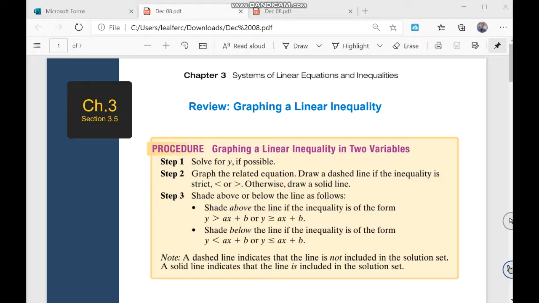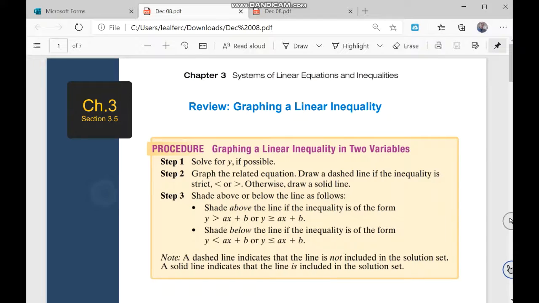The procedure is this one, the step by step. Good comment, Evil. The procedure is this one. Quick review here of the procedure, because you have to remember. Step number 1, solve for y, if possible. Step 2, graph the related equation. And step number 3, shade above the line or below the line, depending on the inequality. If it's greater than, you shade above. If it's less than, you shade below. That is the procedure that you have to remember.